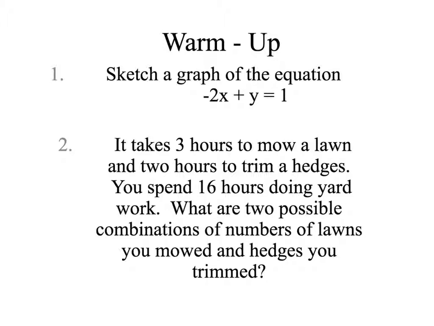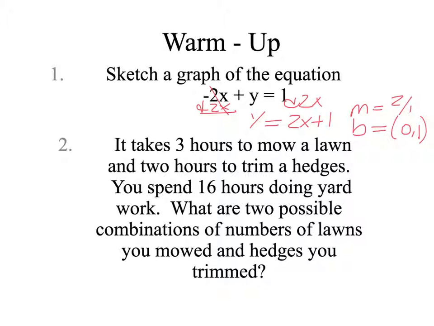If you remember from before, in order to graph an equation, I have to have it in slope-intercept or y equals form. So in order to do that, I'm going to add 2x to each side to get that y by itself. So y equals 2x plus 1. Now I need to identify my slope and my y-intercept. My slope, or m, is the number in front of the x, so 2 over 1. And my b value, or my y-intercept, is always 0 and then a number, so 0 and 1.